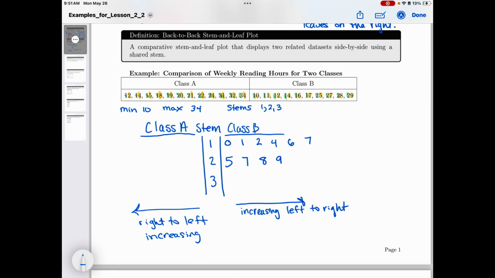So when I look at Class A and I look for any values associated with stem 1, going out to the left, from right to left, I'm going to write the smaller leaves first. So I have a 12, a 14, a 15, an 18, and a 19. Then for my 2s, I have a 20, a 21, a 22, a 24. And then for my 3s, I have a 31, 32, and 34.